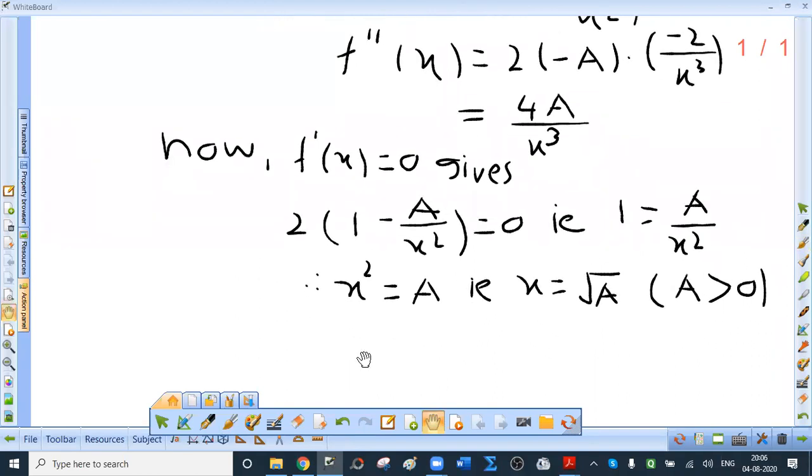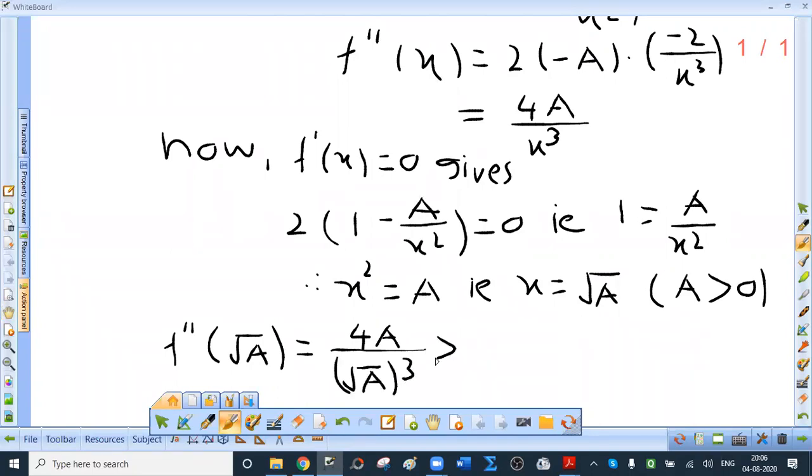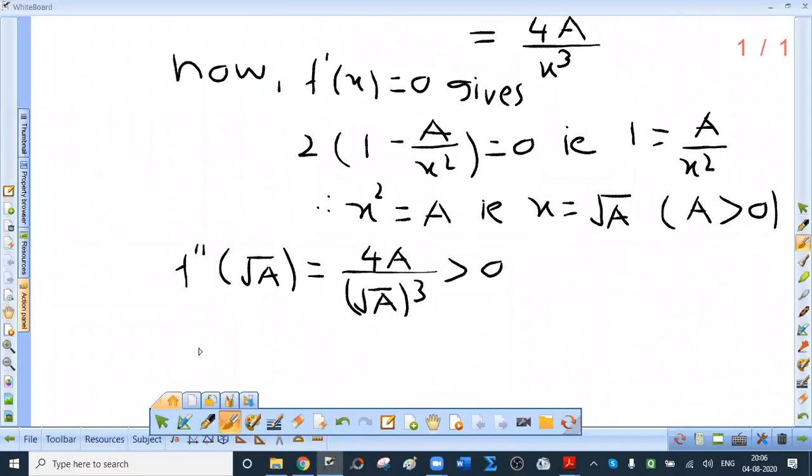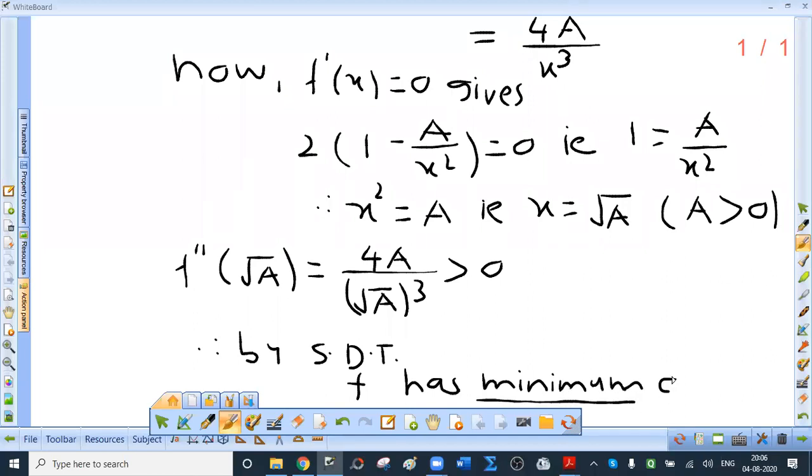Now find out the second derivative at this point. f double dash of root a is nothing but 4a upon root a cube, which is greater than 0. Therefore, you have to say by the second derivative test, the function has a minimum at x equal to root a.